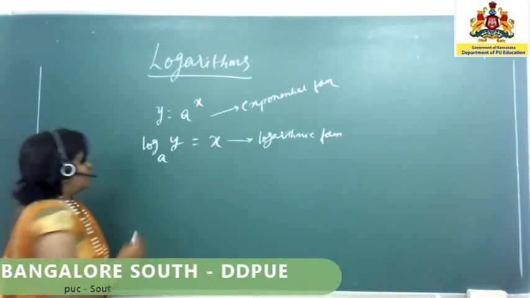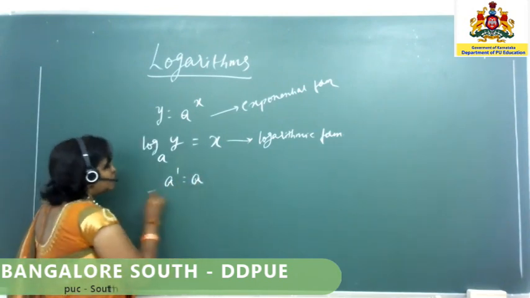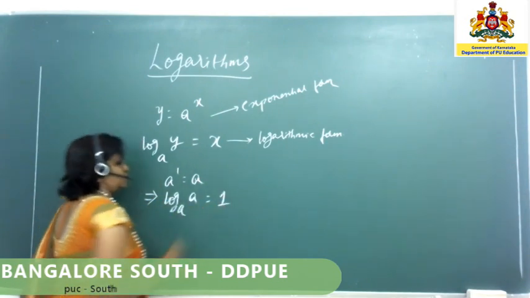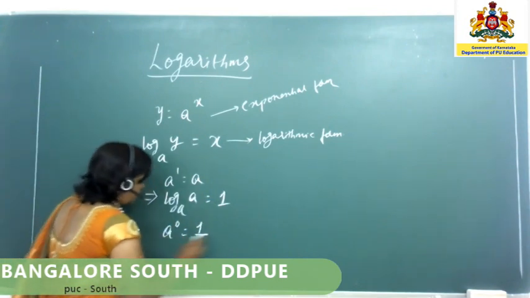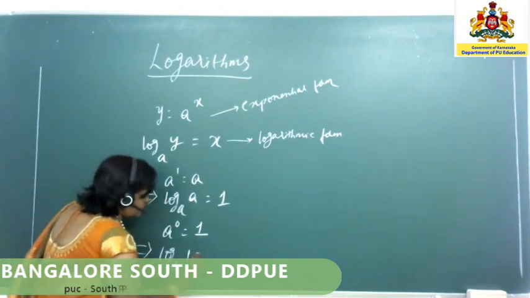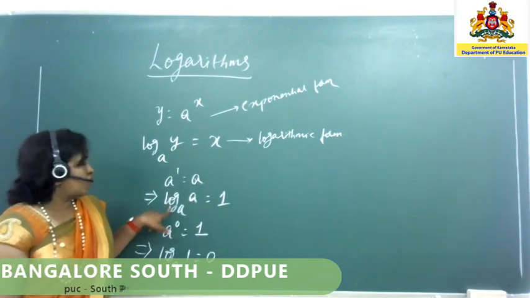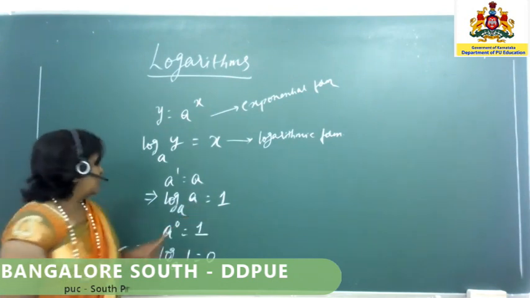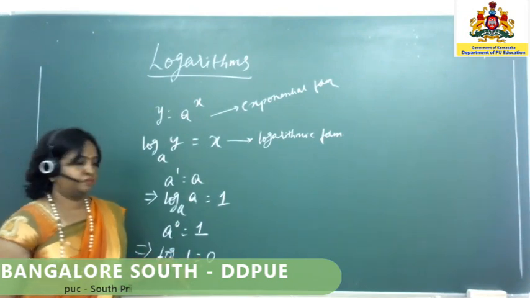So in this case, if I consider a to the power of 1 is equal to a, that implies log a to base a is equal to 1. And if a to the power of 0 is equal to 1, that implies log 1 to base a is equal to 0. So from this, you come to know that the logarithm of any number to the base of the same number is equal to 1, and log 1 to the base of any number is equal to 0.